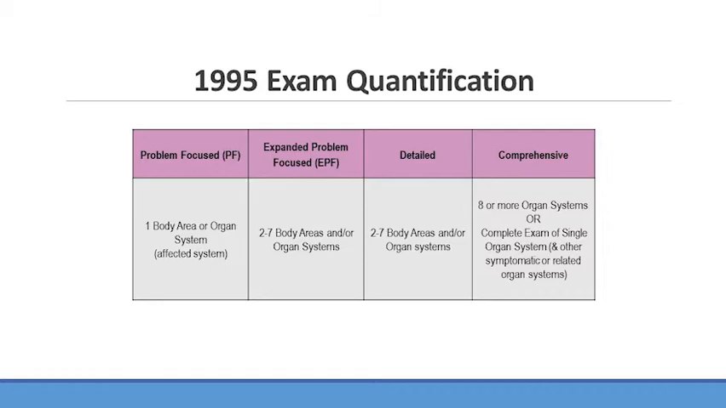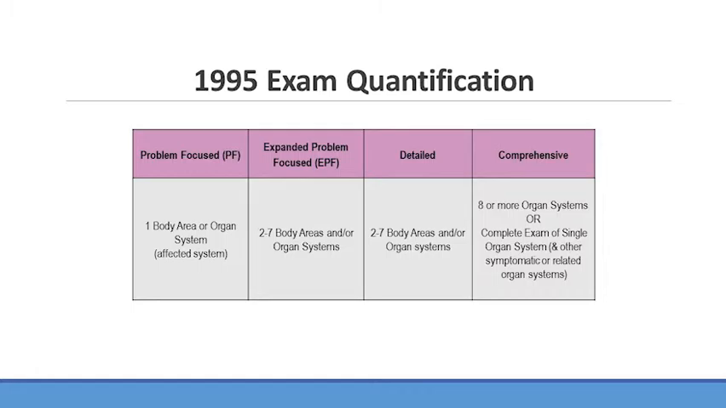This table shows the 4 levels of exam and what CMS says is required for each level of exam in the 1995 guidelines. A problem-focused exam consists of findings for one body area or organ system. For expanded problem-focused and detailed exams, CMS lists both of these as 2 to 7 body areas and/or organ systems. Some organizations will define it further for their providers and say that 2 to 4 body areas and/or organ systems are required for an expanded problem-focused exam, and that 5 to 7 body areas and/or organ systems are needed to meet a detailed exam.